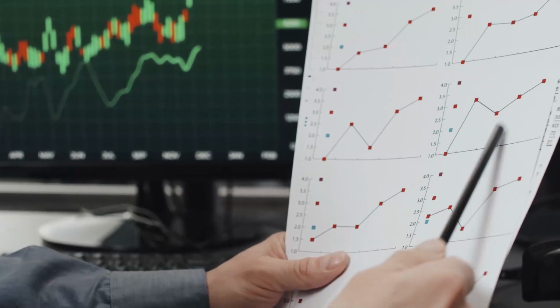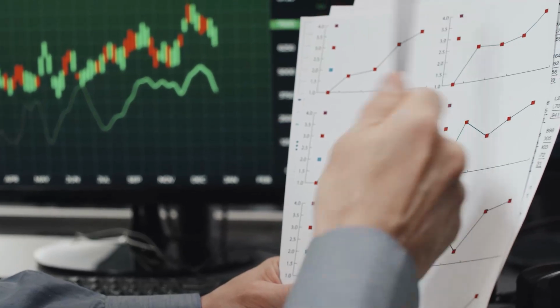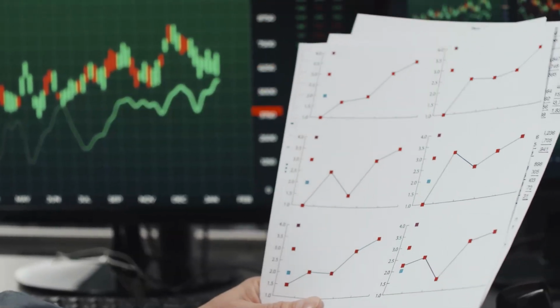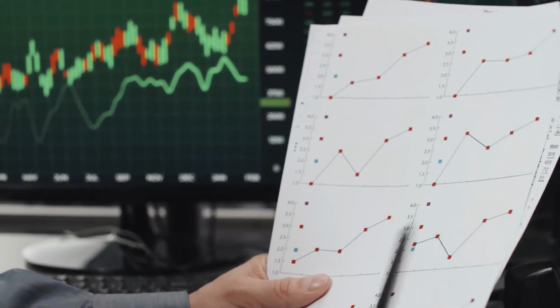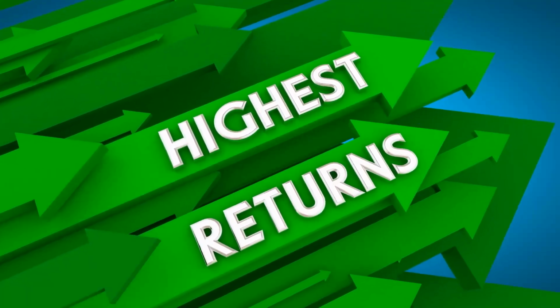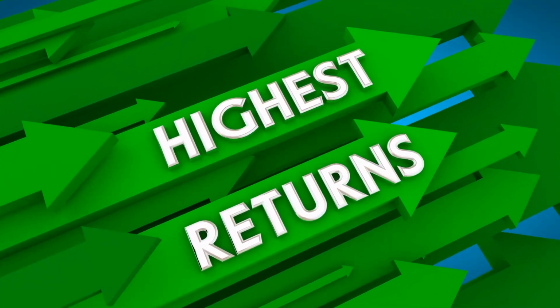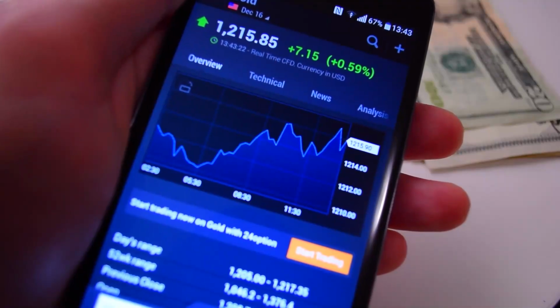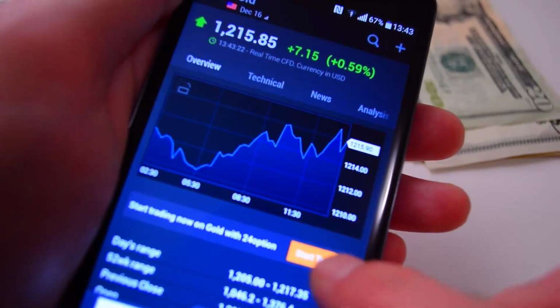A trading strategy can have a high win rate but a low POP if the winning trades are small and the losing trades are large. On the other hand, a trading strategy can have a low win rate but a high POP if the winning trades are large and the losing trades are small.